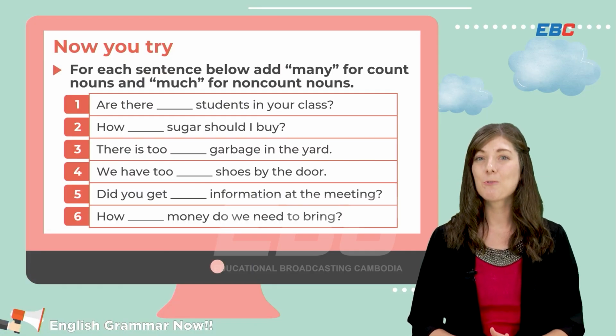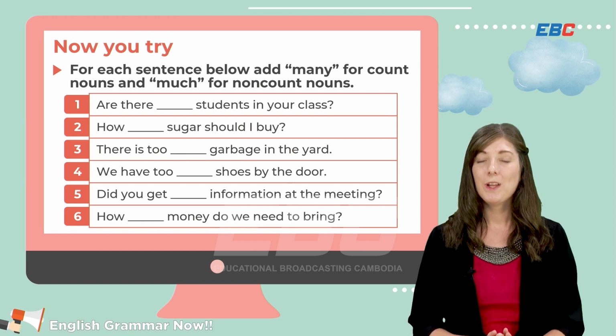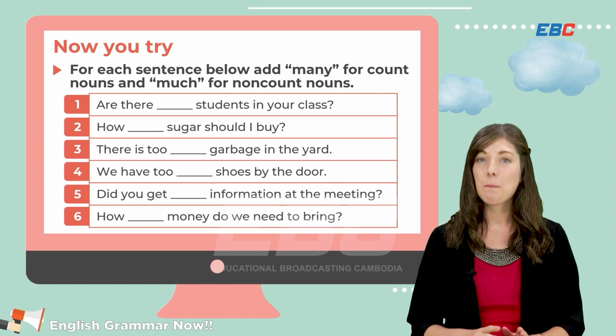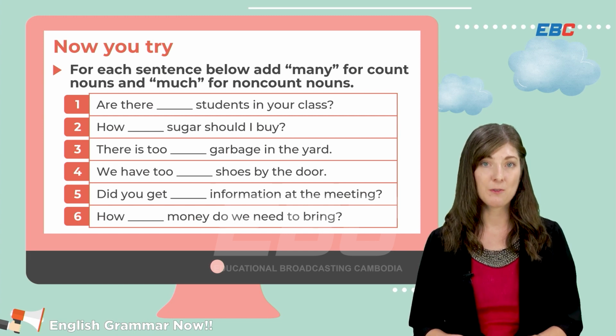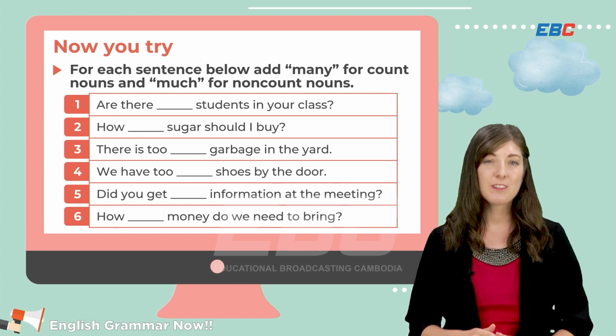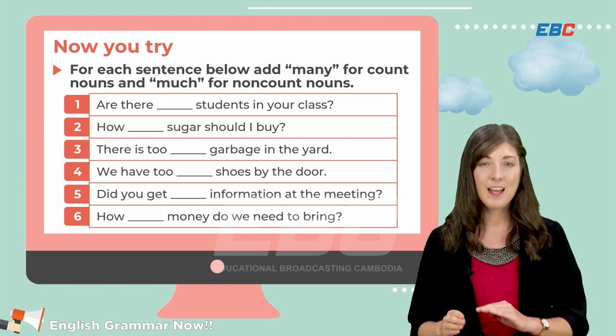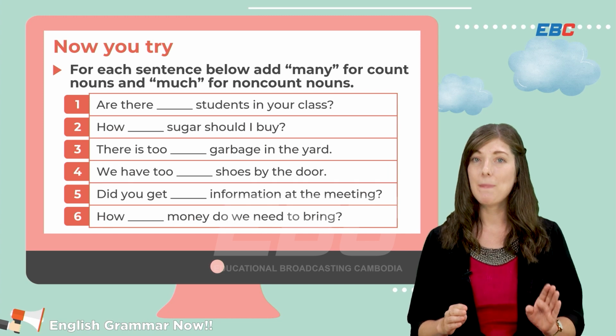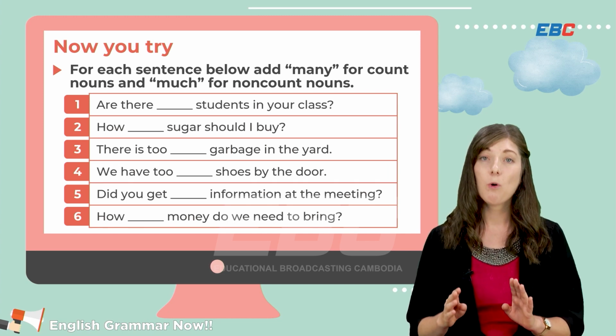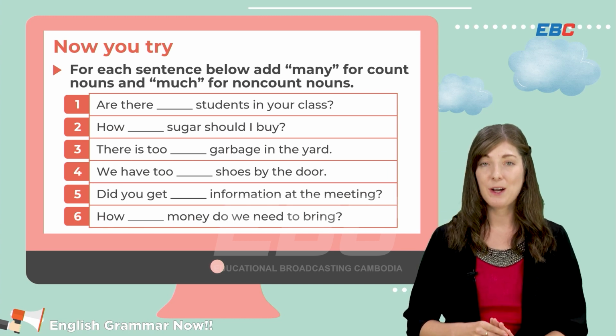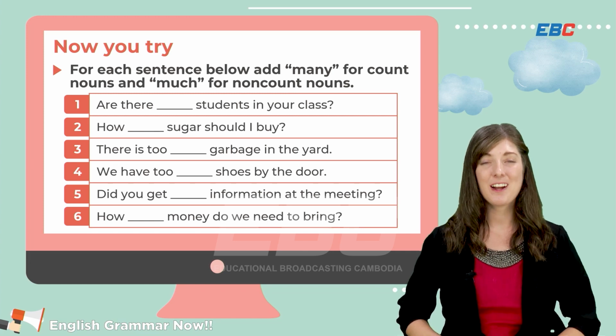Here's an activity for you to try. We can use many for a count noun and much for a non-count noun. So for each of these sentences, look at the noun that comes after the blank and decide if it needs many for a count noun or much for a non-count noun. Go ahead, give it a try.